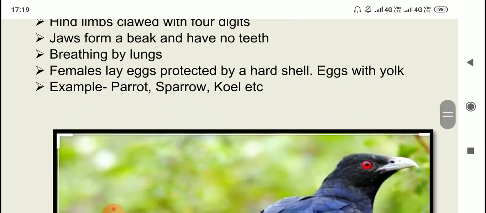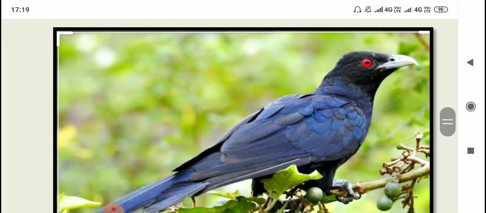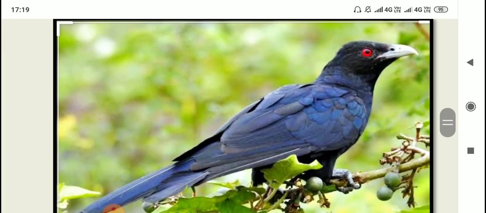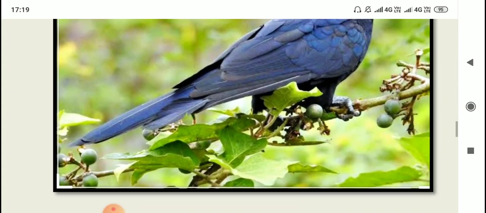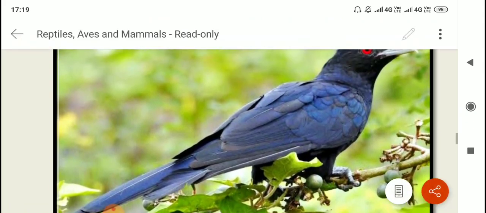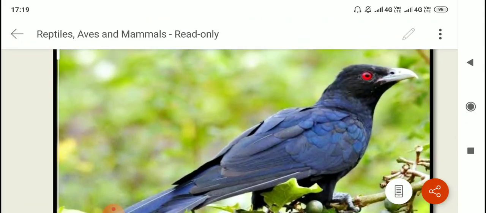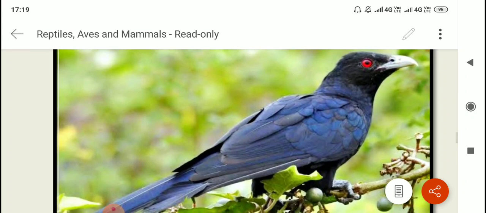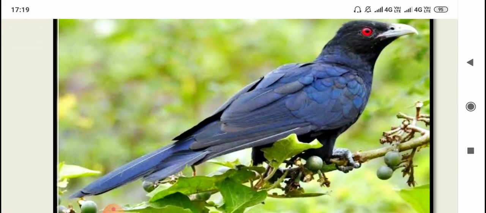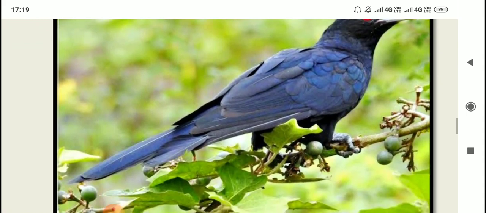Now here I have one real picture of a quail, Asiatic quail, very beautiful. See children, the jaws are modified into a beak. The external appearances you all are very familiar with. They have feathers, the hind limb and the forelimbs. The forelimbs are modified into wings for flying. Hind limbs, see the claws and the digits. Alright.